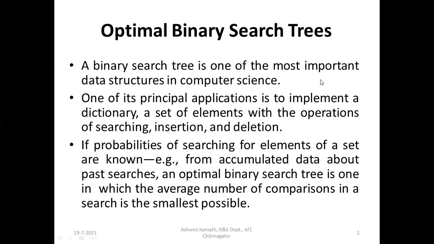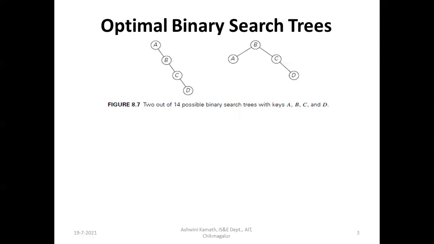Same concept here also. If you know the probabilities beforehand, then an optimal binary search tree is one in which the average number of comparisons in a search is the smallest possible. To get a particular element from the binary search tree, the number of comparisons required is very small if we know the probability of searching for an element beforehand. Let us discuss that. You'll come to know about it.